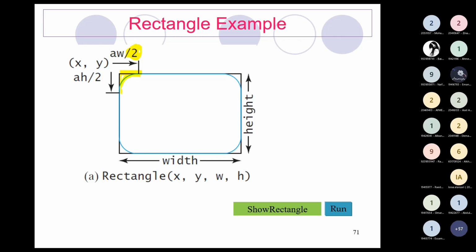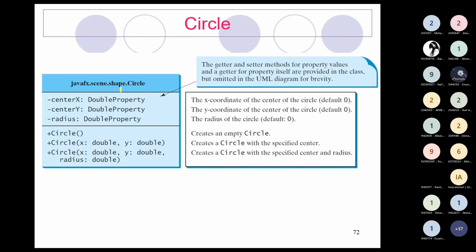Either we're creating an empty circle, or defining a center only without defining what's the radius, or we define both the location with the radius.